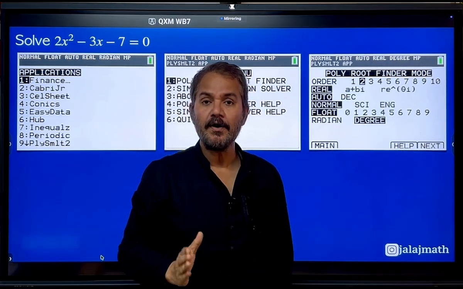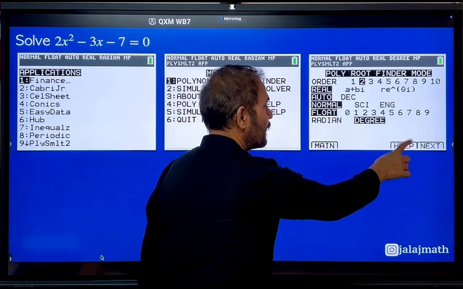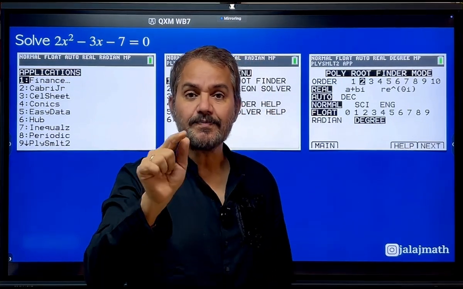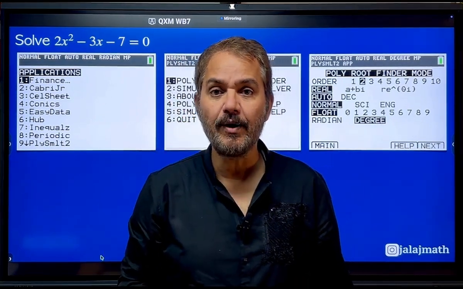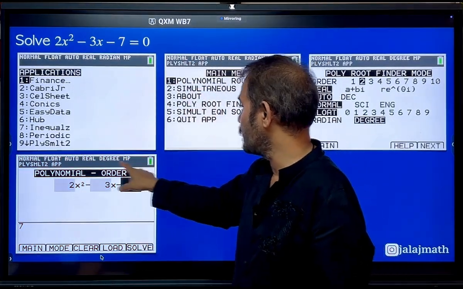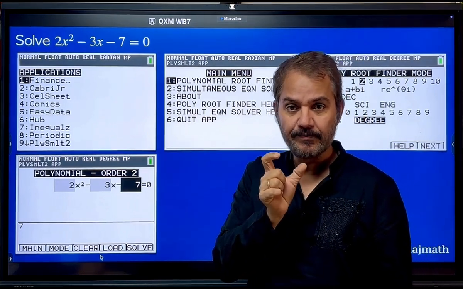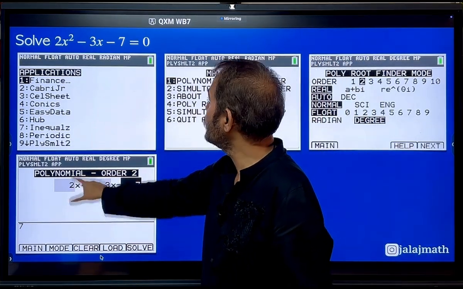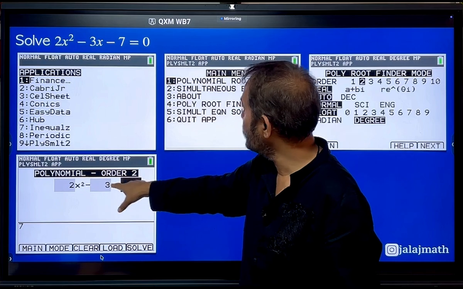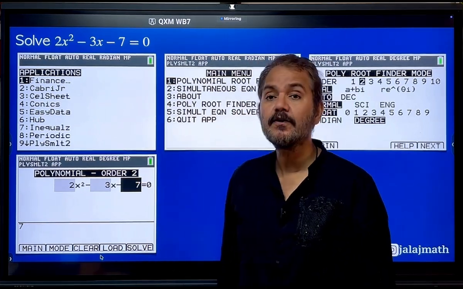Now your calculator is not a touch screen calculator, so to press Next, what will you do? Just press the button that lies right below Next, that is Graph. When you press Graph, you are taken to this window where you have a template of a quadratic equation. Just fill in these values: 2x squared minus 3x minus 7 is equal to 0, and press Solve.